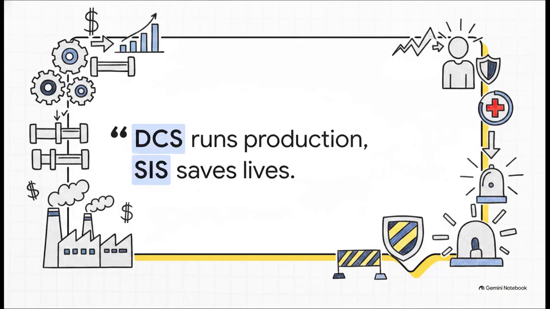To all my Semester 1 students tuning in, I want you to burn this golden rule into your memory right now. DCS runs production, but SIS saves lives. They are absolutely not the same thing. Look, your basic process control system, the DCS, that's your moneymaker. It keeps normal operations running smoothly and generates profit. But when things go entirely wrong, the DCS isn't going to save you. That's exactly where the Safety Instrumented System, or SIS, steps in. And today, we're going to see exactly how it does that.